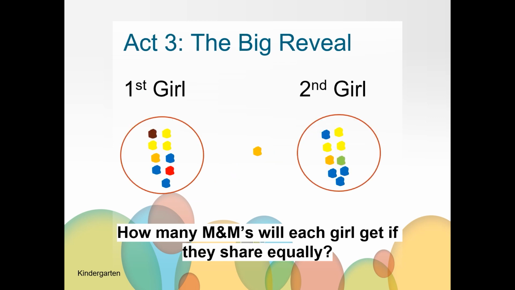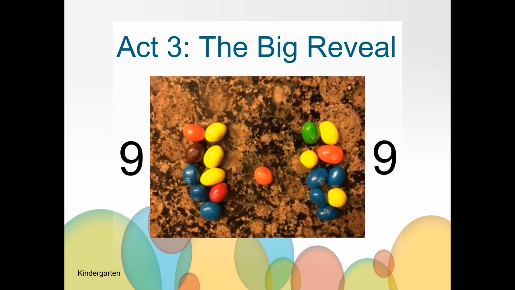One strategy you could use is drawing a picture of M&Ms each girl will get by giving 1 M&M to each one at one time. How many M&Ms did each girl get if they shared them equally? Each girl got 9 M&Ms with 1 left over.